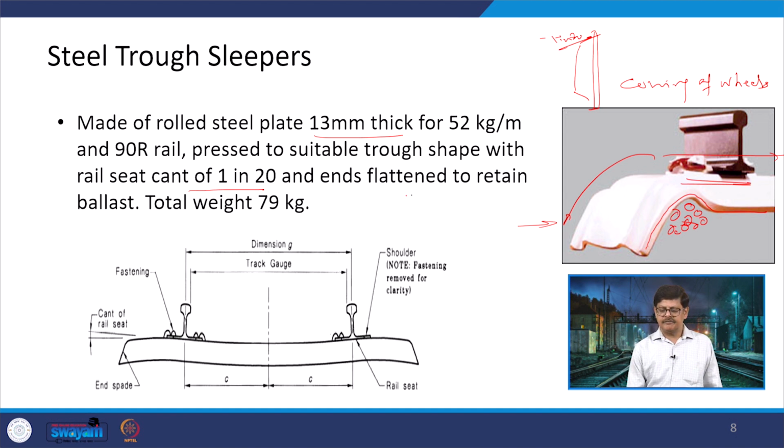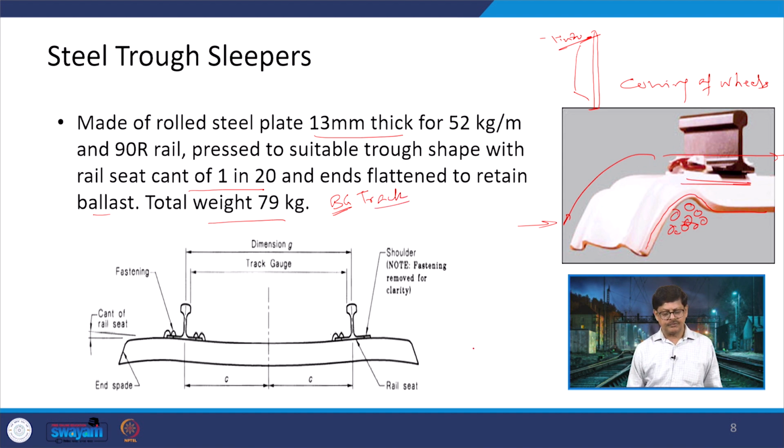And the ends are flattened to retain ballast, and the total weight of this particular sleeper is going to be 79 kg. But again, as I said, depending on the conditions, the type of rail sections or the sheet thickness which is being used, this value is going to be different. And this one which we are talking about is for a broad gauge track.